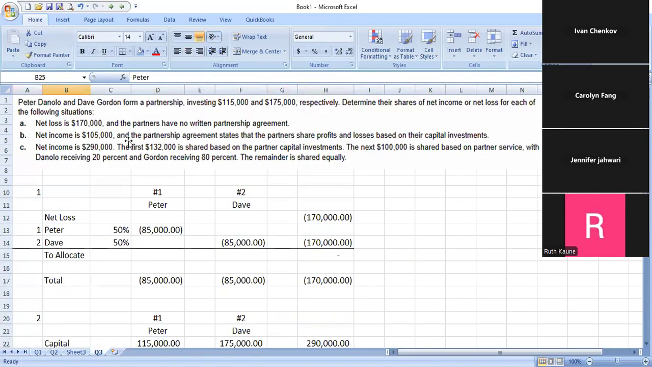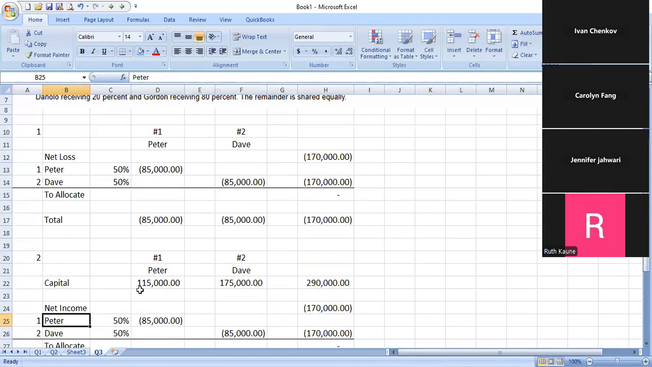Based on the profit, based on the capital investment. How much do they have to allocate? $105,000 in this case. What will the percentages be here? That's what I need in this column.